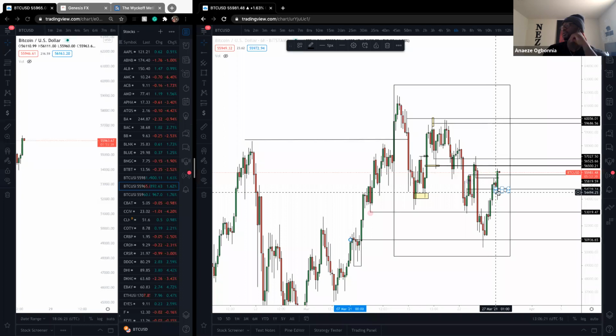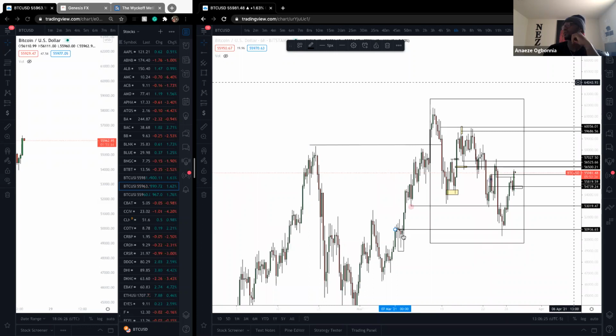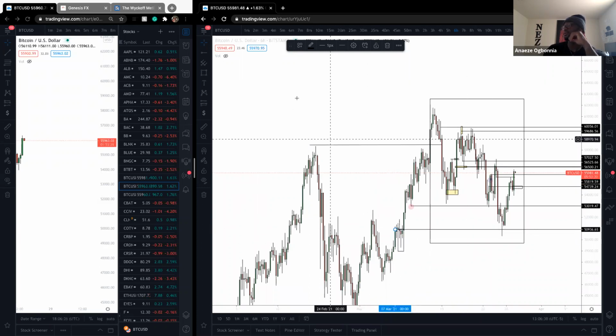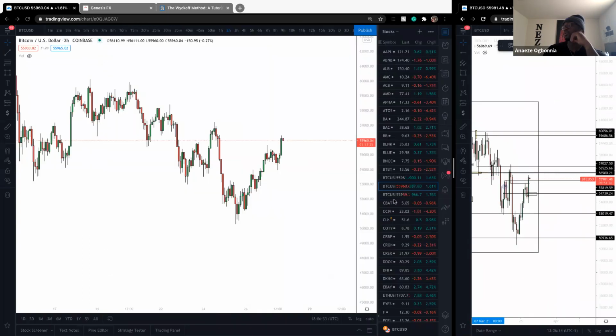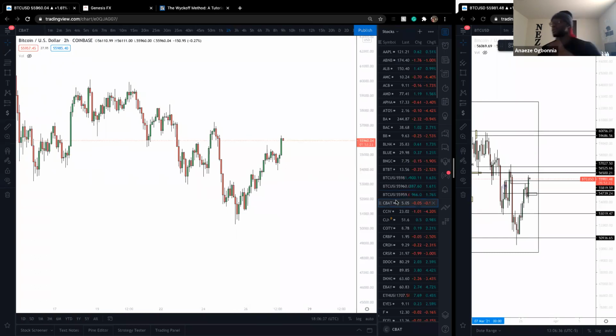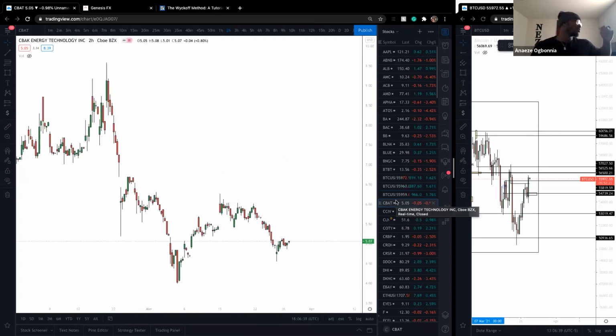But I am indefinitely bullish on Bitcoin. And the reason for 50 was because of this entry right there. So yeah, that's Bitcoin. We're gonna go CBOT. All right, so now we are done with B's.